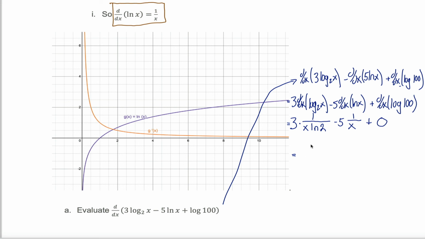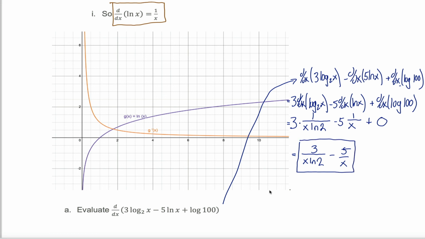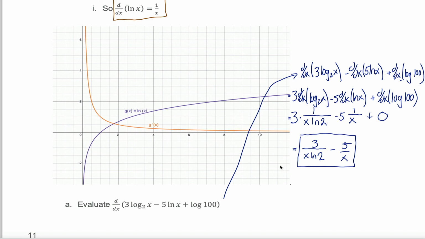I could clean this up a little bit by thinking about this 3 as 3 over 1 and then multiplying these fractions to get 3 divided by x times the natural log of 2. And similarly, I could think about this 5 as 5 over 1 and multiplying these fractions to get 5 over x. I think this is how I would write the derivative, but really it's just a simplification of the line that you see right here. For real this time, we're done with this section.